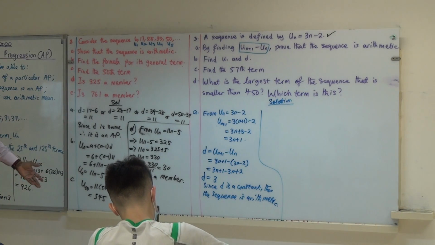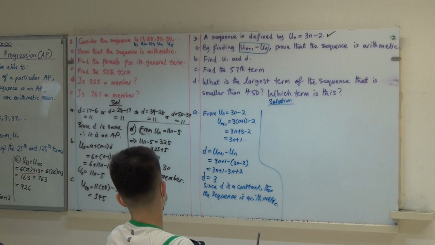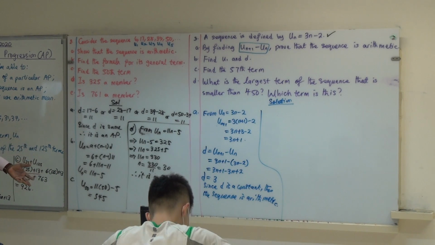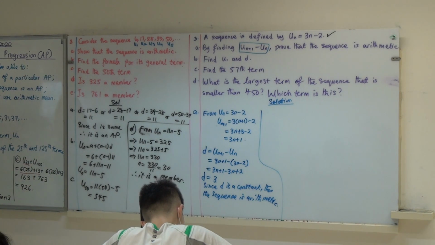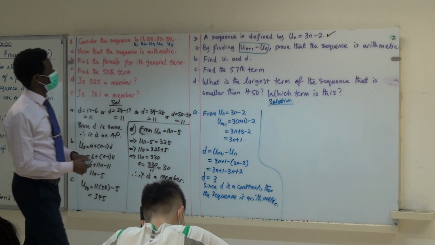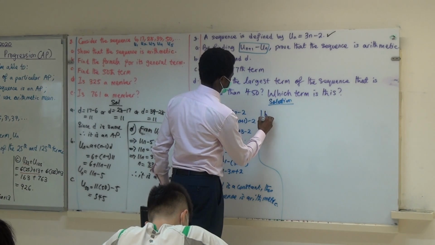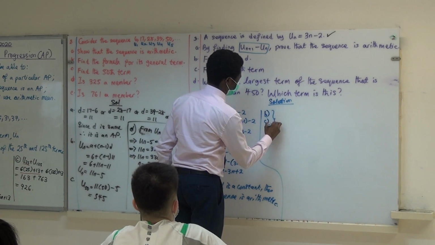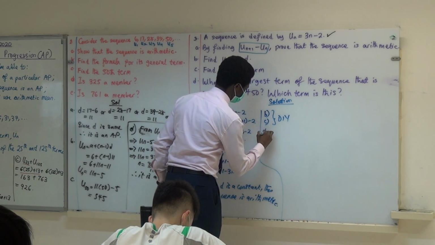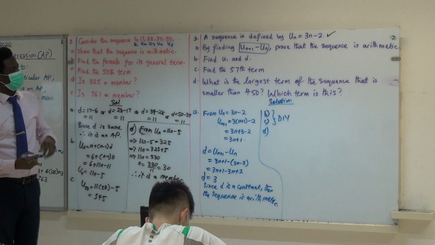Find u1 and d. What does u1 mean? First term. Another notation for that is a. Find the 57th term. I think I'll be interested in D now. You should be able to do B and C yourself. B, C, DIY. So let's look at D.